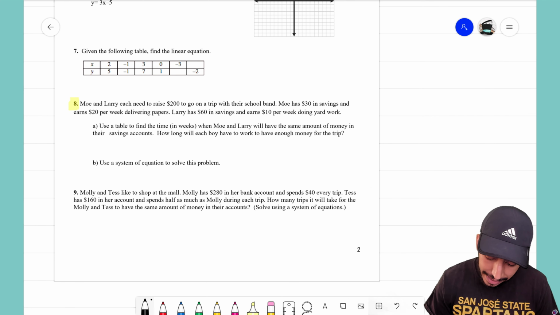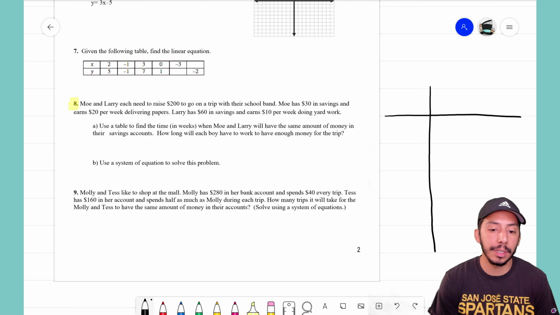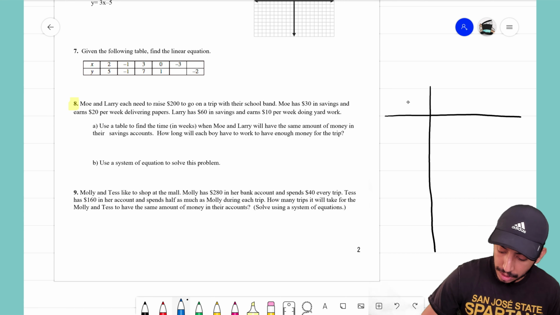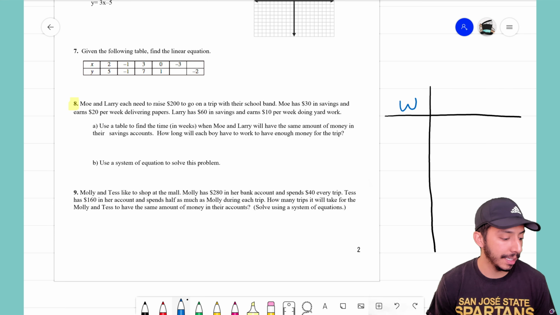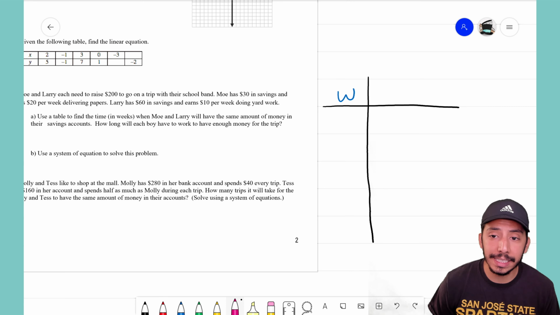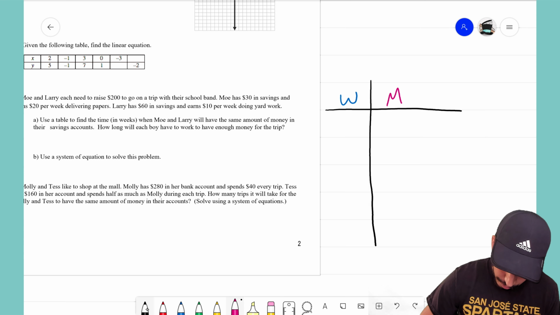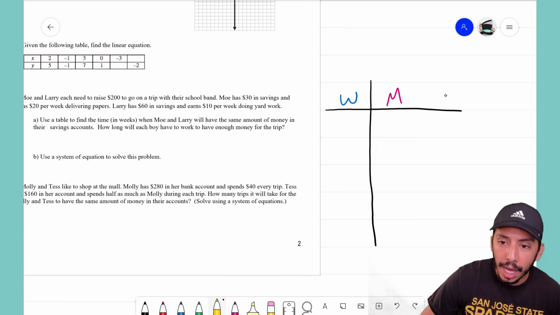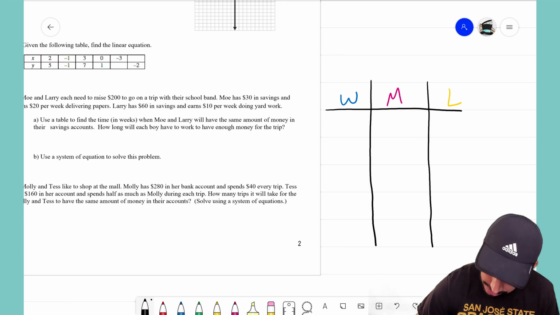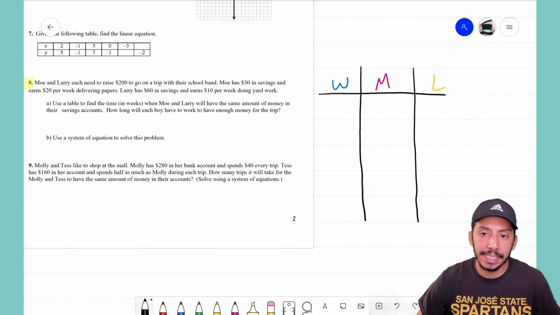So it says we want to make a table. I'm going to go ahead and get my table going. You can copy that on your paper. It says we want to know the time in weeks, so I'll label one of these columns W for weeks. Then we need Mo and Larry, so I'll write a capital M for Mo and a capital L for Larry. So this is what our table looks like. A little different, it's not like a normal T chart, but we can definitely see that there.